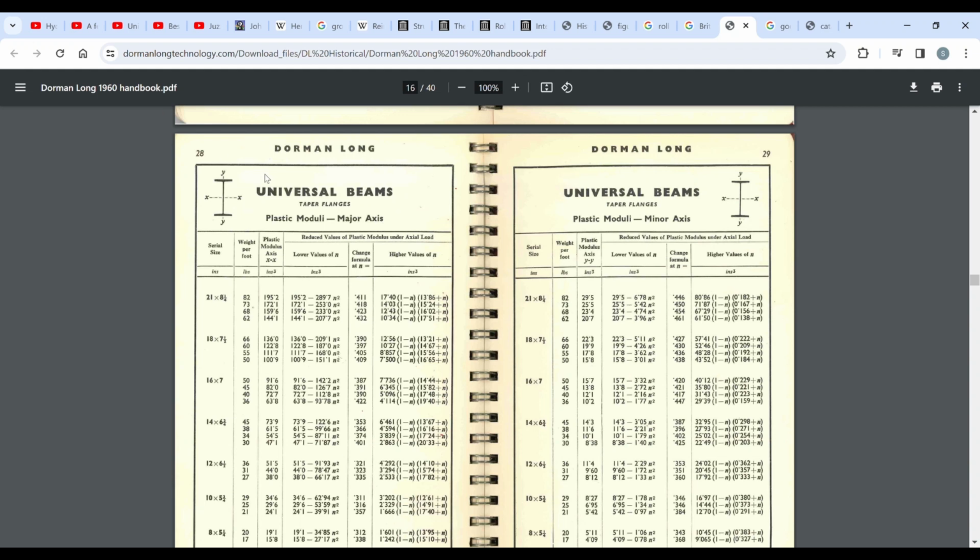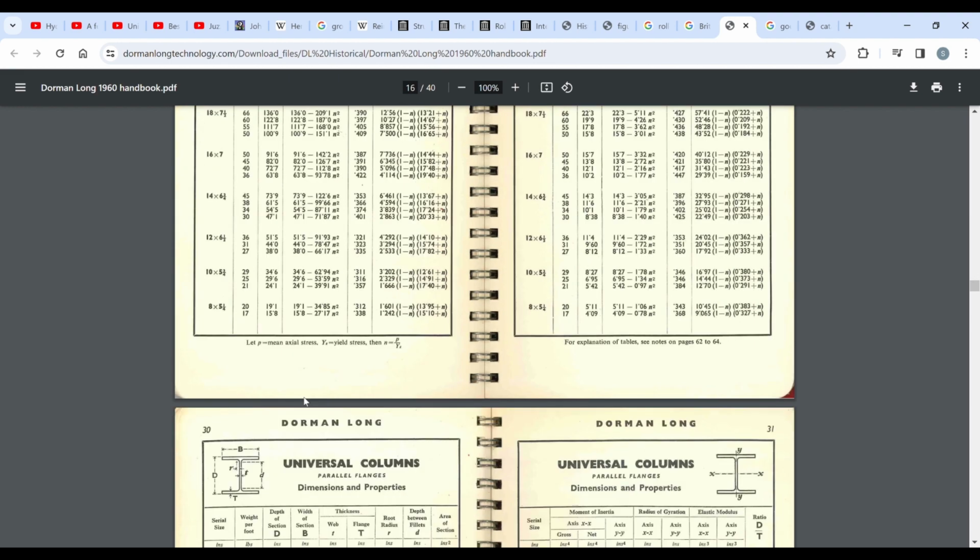Why is a universal beam called a universal beam? Firstly, a universal beam looks like this. It is a steel beam in the shape of a capital I, often just shortened to universal beam. Another name for it is wide flange beam because the flanges are so wide.